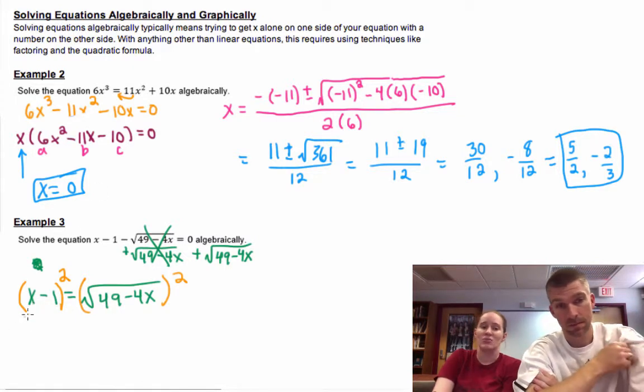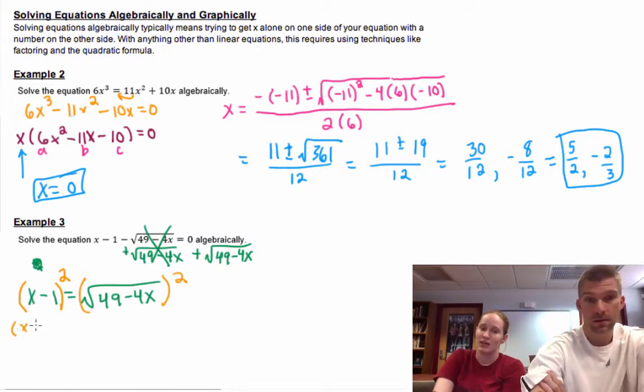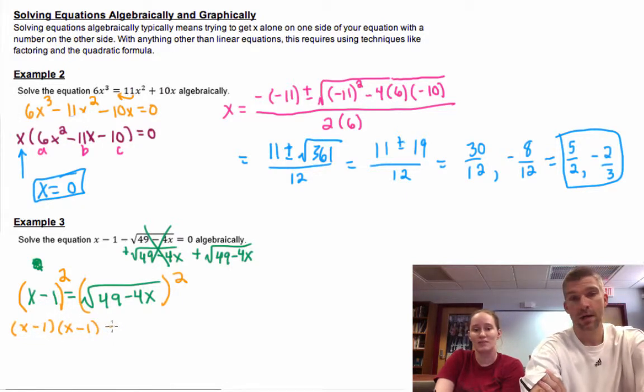The other thing that you may make a mistake on is x minus 1 squared means to do x minus 1 times x minus 1. X squared plus 1 or x squared minus 1 is wrong.